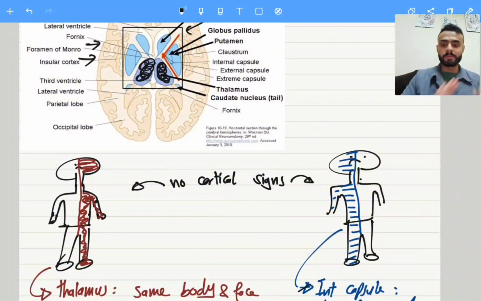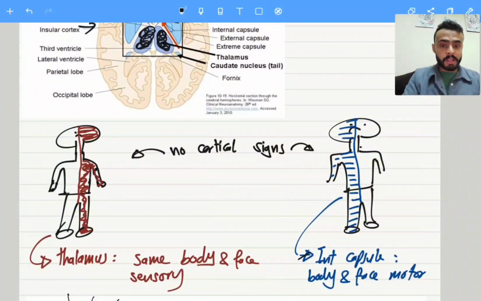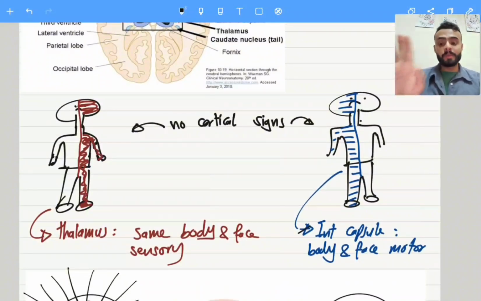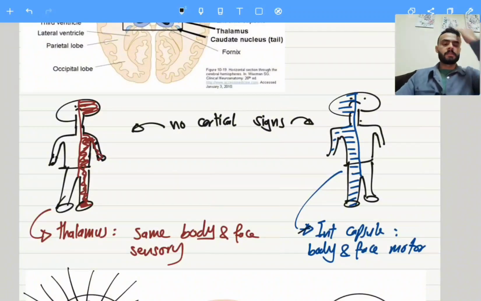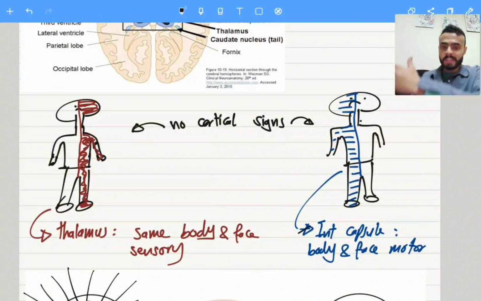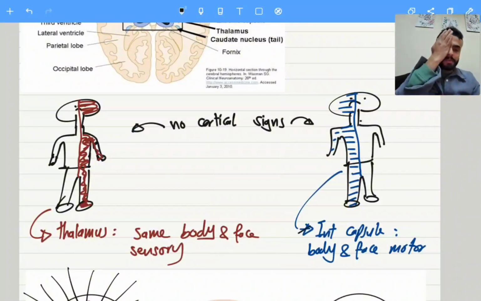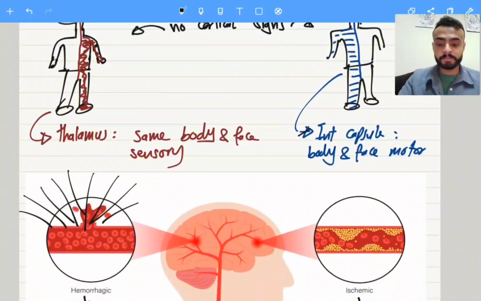Motor or sensory. Pure motor, then this is internal capsule. Pure sensory, this is thalamus. And it will be easy to be diagnosed and answered in questions. Same side of the face, same side of the body. Sensory, thalamus. Motor, internal capsule. So same side of the face, same side of the body. Motor, internal capsule, sensory for thalamus.